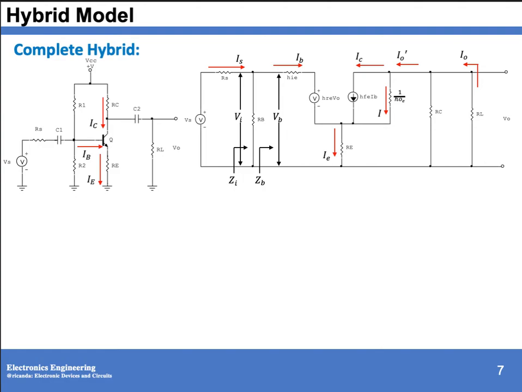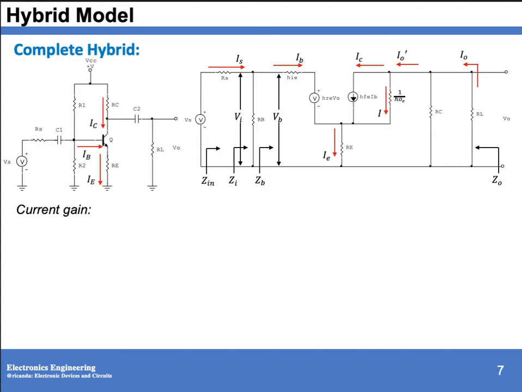So if it is a common base, just change the subscript into B. So we have HIB, HRB, HFB, and HOB. So in this situation, first we have to solve for the current gain.